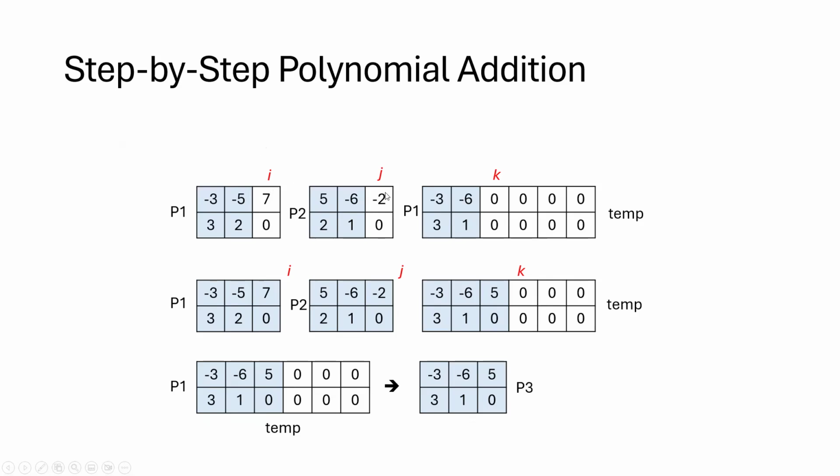7 and minus 2. Okay. 7 and minus 2, if we add them, we will get 5. So in the resultant state space, or in the temporary storage, what will we store? 5. Okay. And its corresponding exponent. So the coefficient is 5, the exponent is 0.